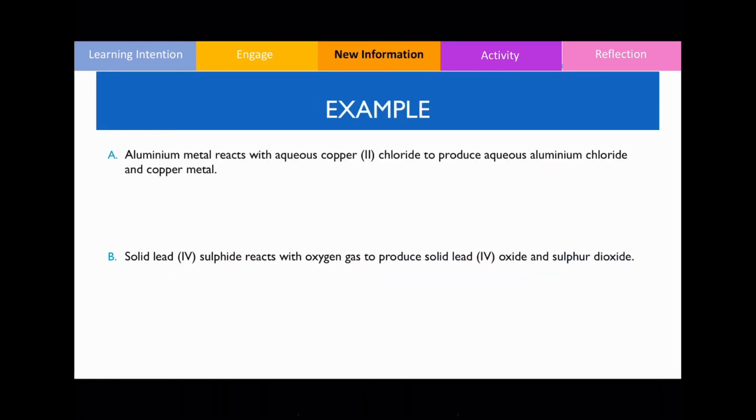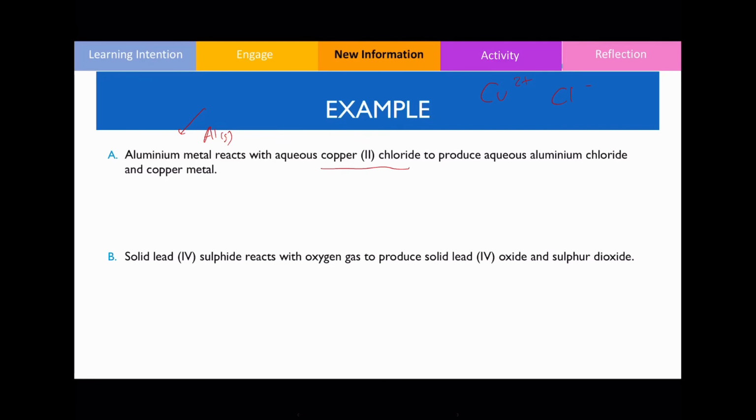So I'm going to go through two examples over here. For the first example, it reads, aluminium metal reacts with aqueous copper(II) chloride to produce aqueous aluminium chloride and copper metal. Now, in this particular example, this is a metal, so that's Al in the solid state, and it's reacting with aqueous copper(II) chloride, okay? So you have to know how to write the chemical formula of this substance. So copper(II) is this, chloride is this.